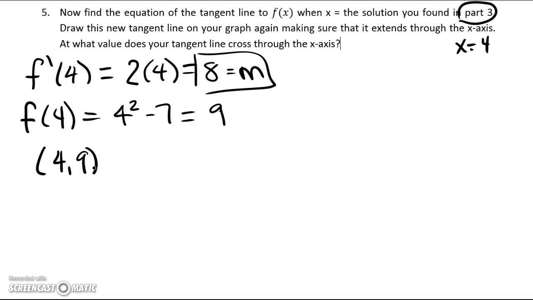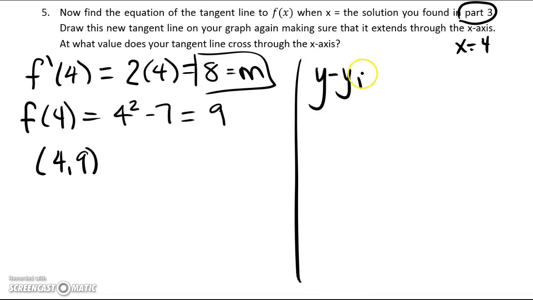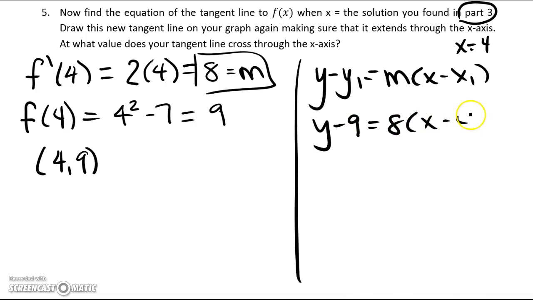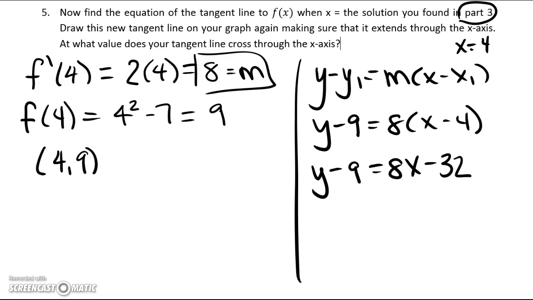We've got a point, we've got a slope. We can plug into the point-slope form. So again, we're going to take y minus y1 equals m times x minus x1. This gives us y minus 9 equals 8 times x minus 4, or y minus 9 equals 8x minus 32. And then that tells us that y is equal to 8x, and then adding 9 to both sides, we end up getting minus 23. So that's the equation for our tangent line.